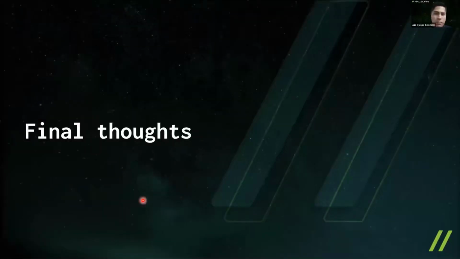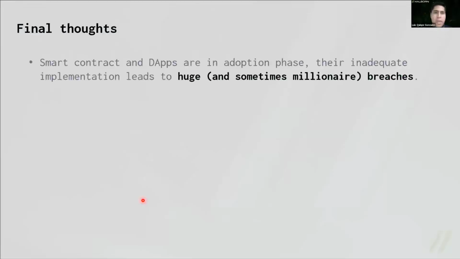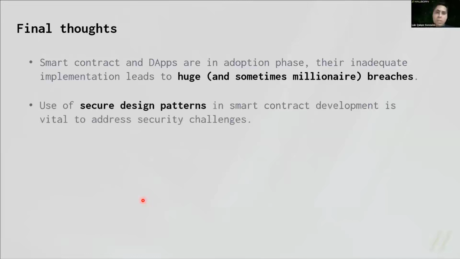Final thoughts. Smart contracts and dApps in general are in an adoption phase. So you have to use them with care, because if not, it can lead to huge and sometimes million-dollar breaches. So you have to use secure design patterns when you develop a smart contract. They have to be born in a secure way since their creation.